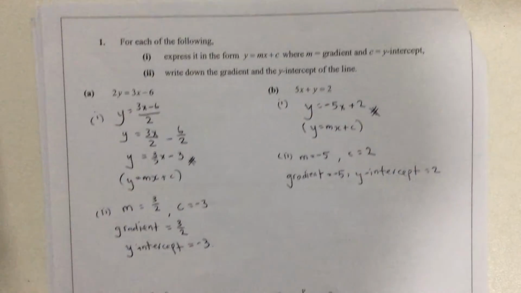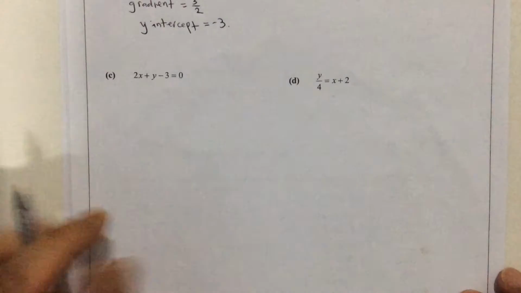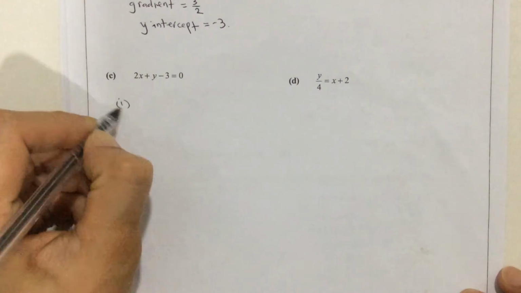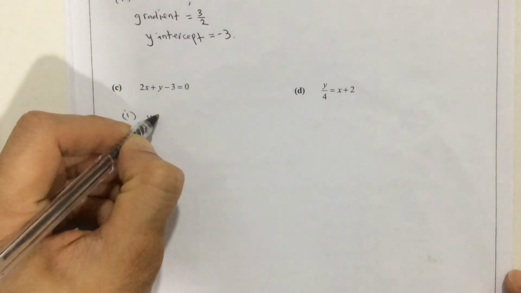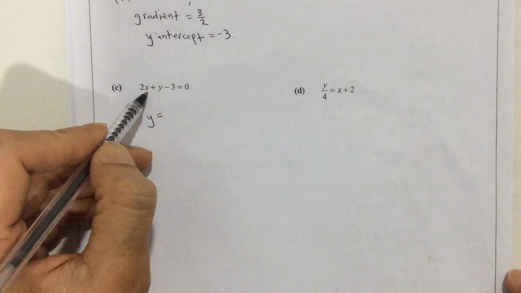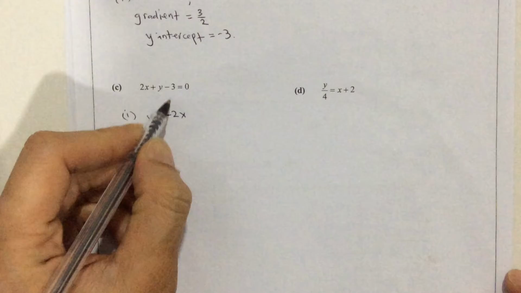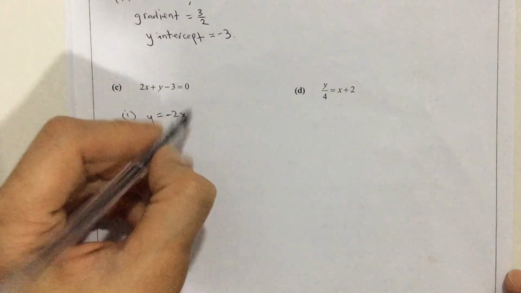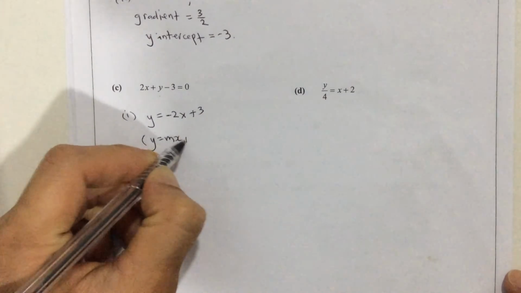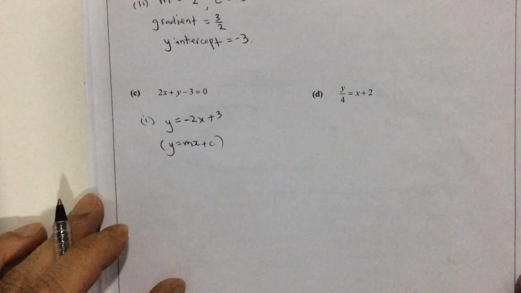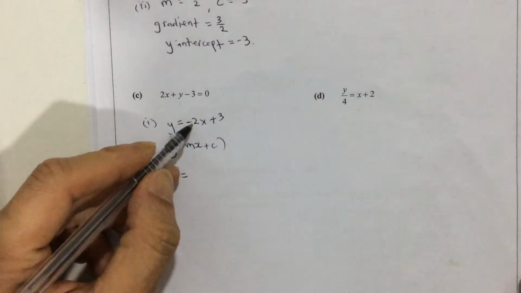Okay, we can move on to the next part of the question, which is part C. Again, the first part of the question is to express it into y equals to mx plus c. So we will keep the y on the left and we'll move the 2x. So 2x will become negative 2x on the right, and then negative 3 move to the other side, becomes plus 3. Okay, so again, this is of the form y equals to mx plus c. So to answer for the second part, the gradient m is equals to negative 2.